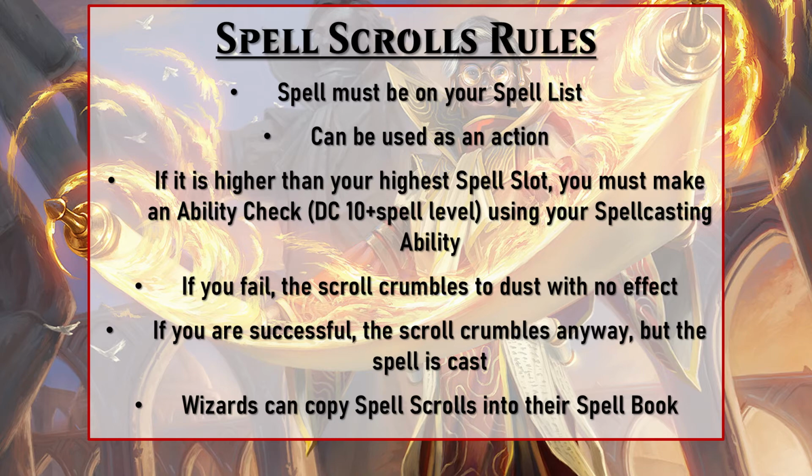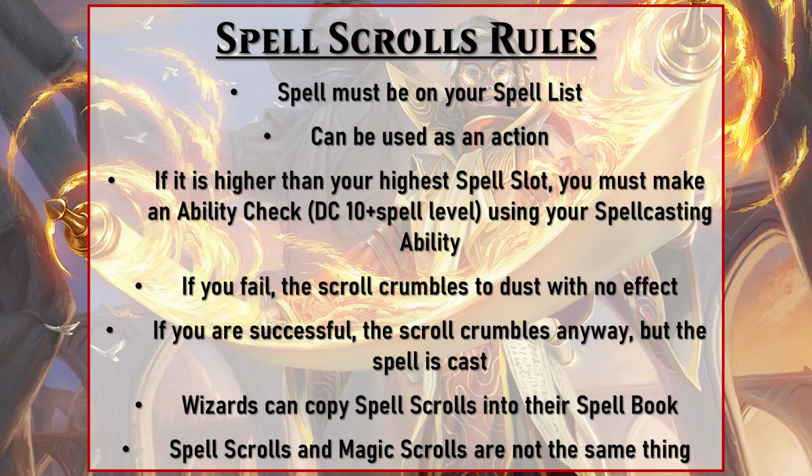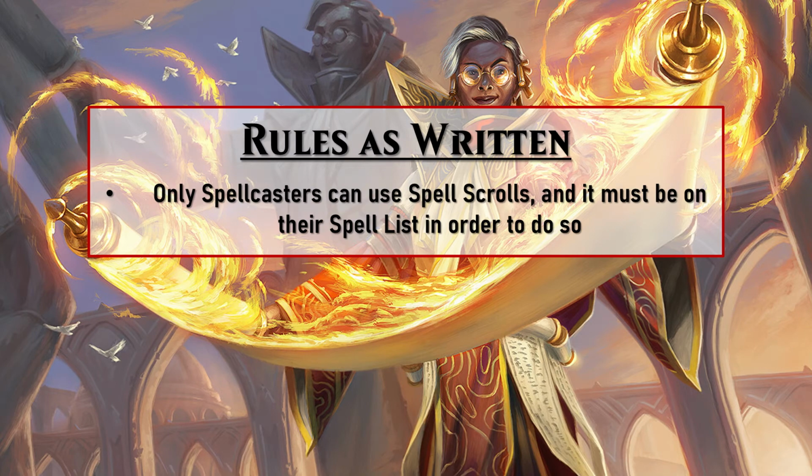One final but very important distinction to bring up here is the difference between spell scrolls and magic scrolls, i.e. scrolls of protection. A spell scroll is made by a spellcaster and specifically holds a spell that can then be used when the spell scroll is used. Magic scrolls can be used by anybody and have set effects. With these rules as written, spellcasters are the only people who can use scrolls. Specifically, only spellcasters who have those spells from the scrolls on their list.